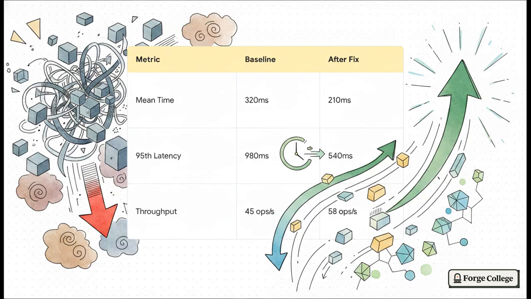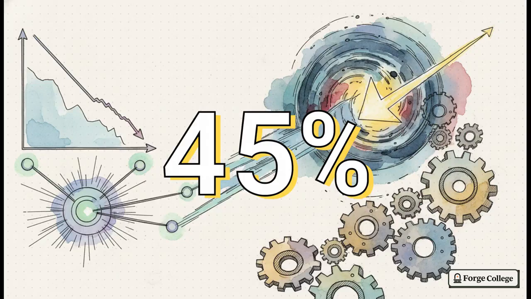Our mean processing time dropped from 320 milliseconds down to 210 milliseconds. Our 95th percentile latency plummeted from 980 milliseconds to 540. And our throughput? We saw a solid bump from 45 operations per second up to 58. We achieved a beautiful reduction in processing times and a really noticeable increase in throughput, all without sacrificing an ounce of stability.